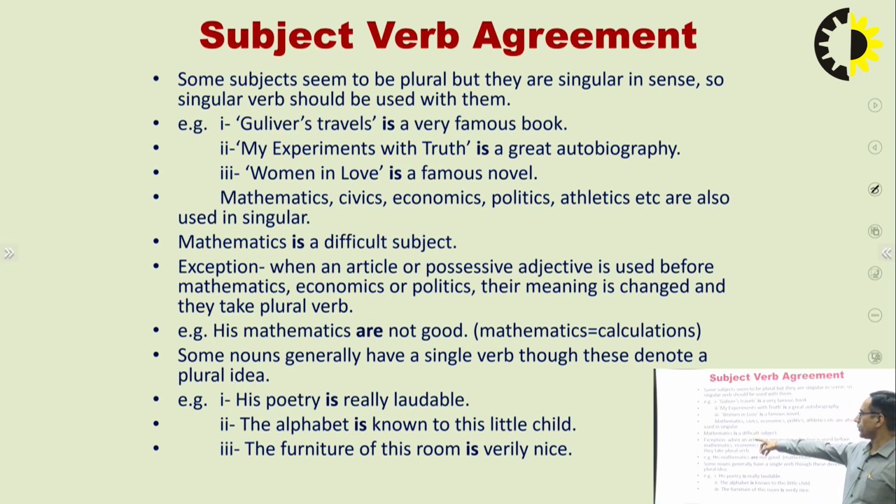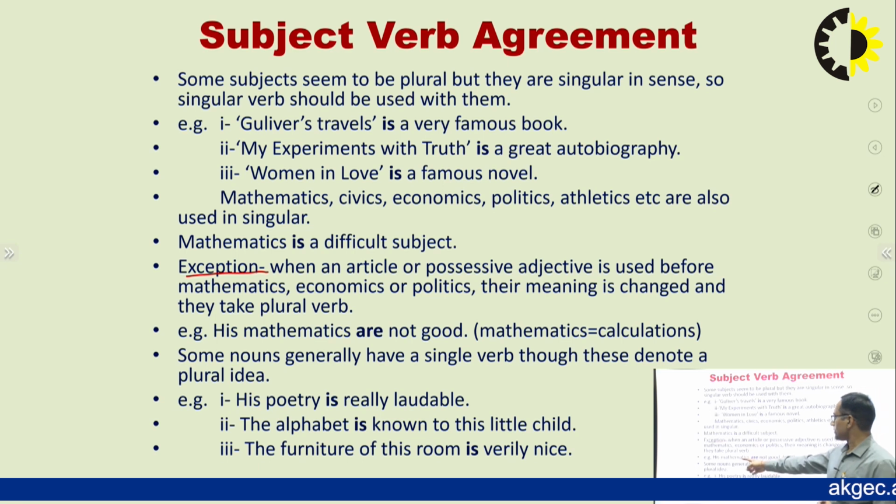But here is the most important exception you should check. Generally, students are not aware. When an article or possessive adjective is used before mathematics, economics, or politics, their meaning is changed and they take the plural verb. Just remember, whenever you are writing plainly, like mathematics, civics, economics, singular verb. But whenever you use any article or any possessive adjective, they become plural because their meaning changes. For example, his mathematics are not good.